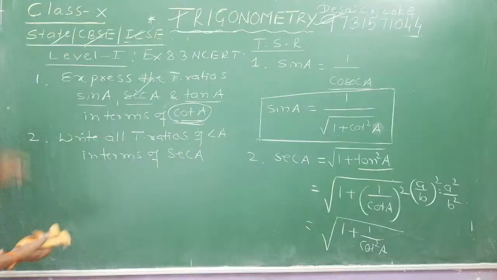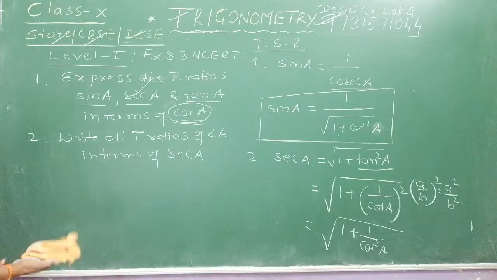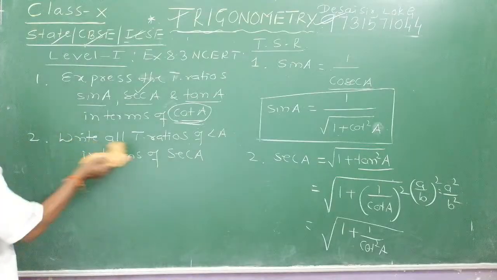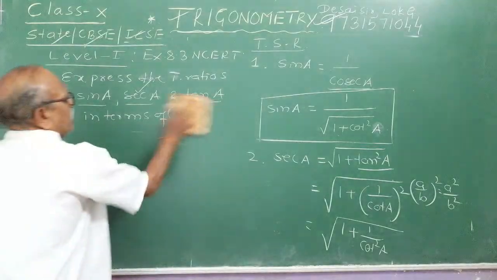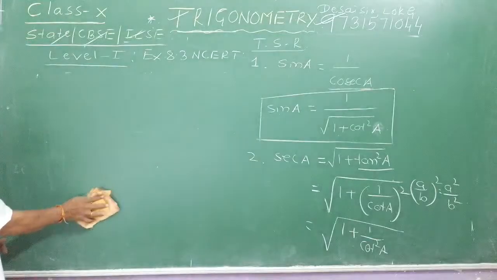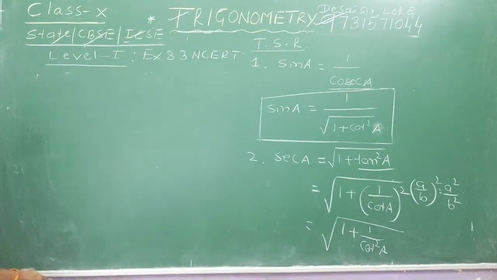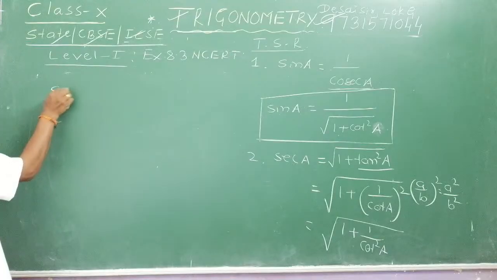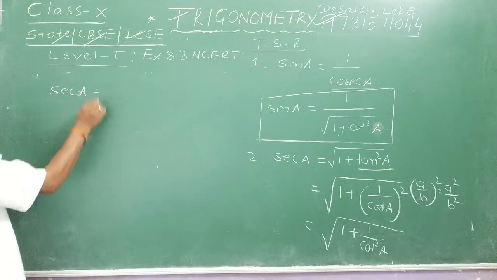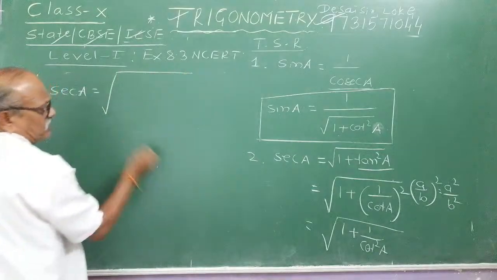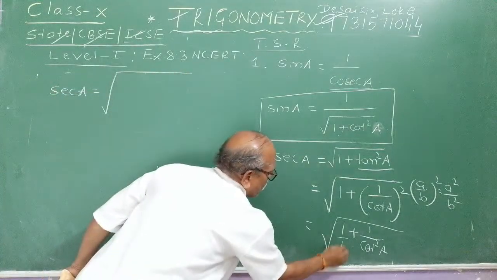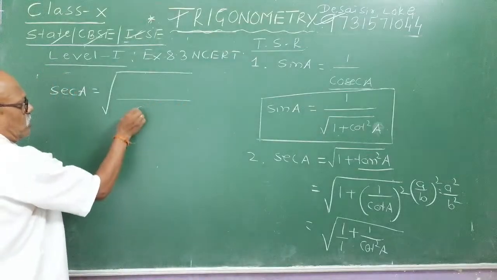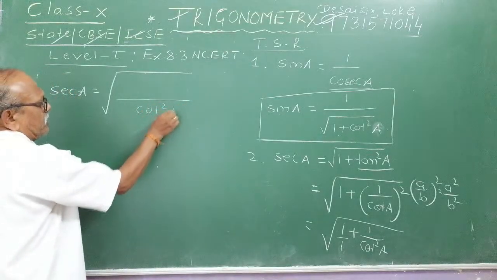Level 1 questions I am solving, I will solve selected questions. We will solve the second question in terms of sec A later. Now let me continue this problem. Sec A, take LCM. Now you have written sec A; I want to write this sec A in terms of cot. Take LCM and simplify this. You can write 1 as 1 by 1. Write it in the simplified form. LCM will be cot square A. Observe carefully.